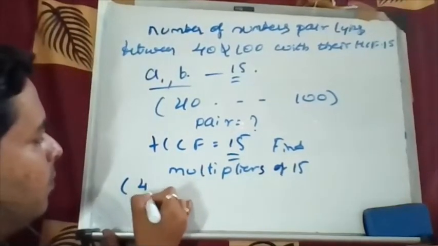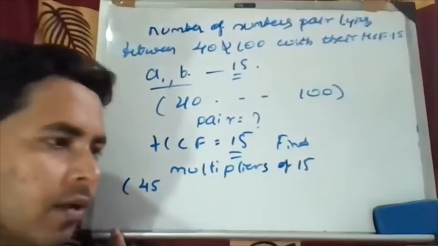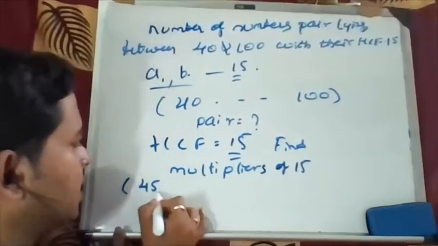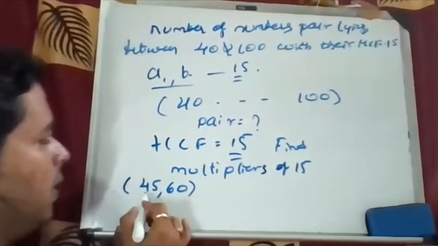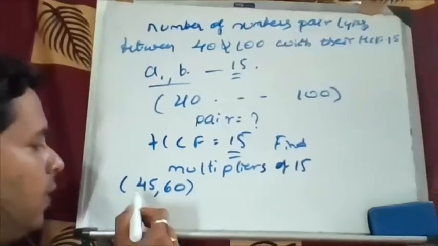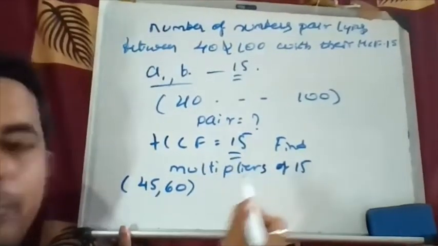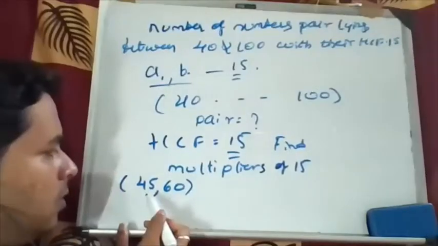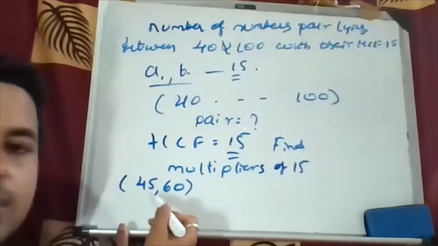So I'll take one multiplier 45, and I'll take one more, 60. So ये 15 से जाता है. It will go by 15. Take the multipliers I said. So 15 3s are 45, and 15 4s are 60.